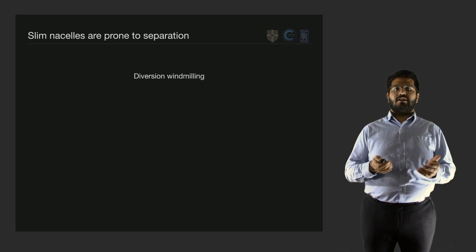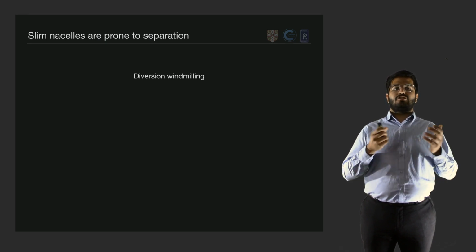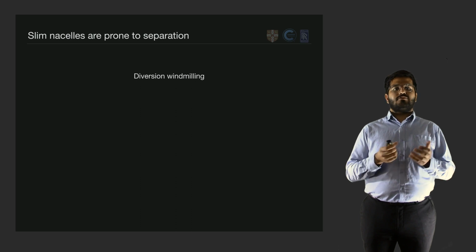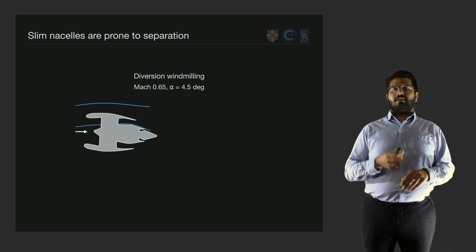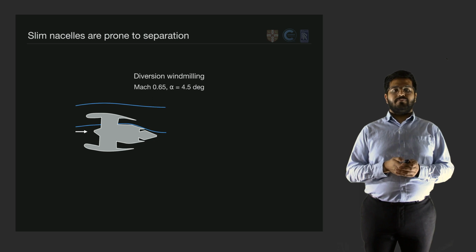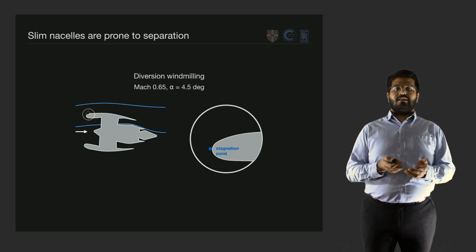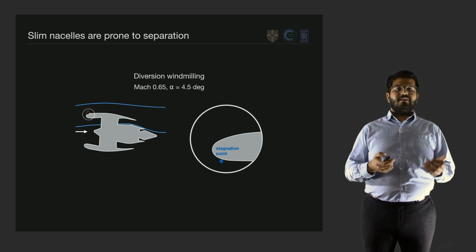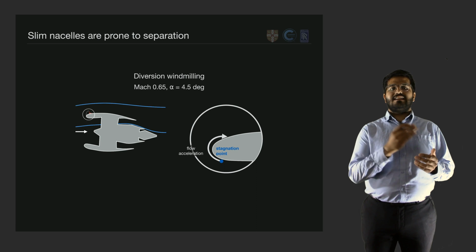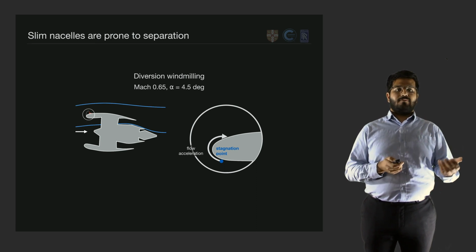Diversion windmilling refers to when the engine shuts down during the cruise phase of flight, and as a result features quite a high Mach number but a low angle of attack. When the engine shuts down, there's a lower mass flow rate through the engine, and so the stagnation point moves inside the nacelle lip, and the flow then accelerates around this highly curved nacelle lip and becomes supersonic.